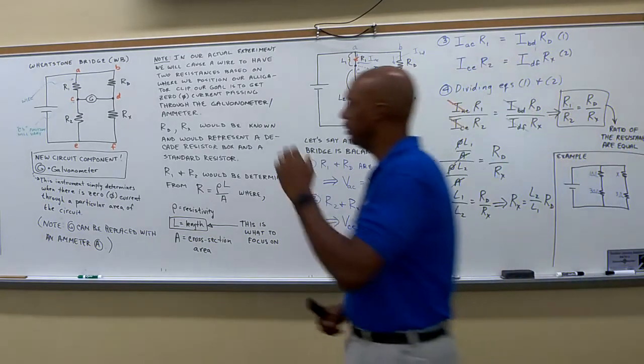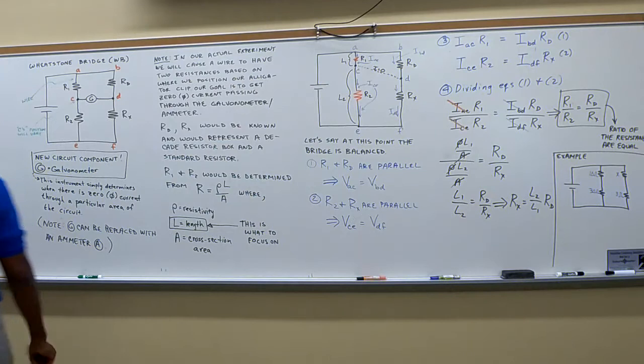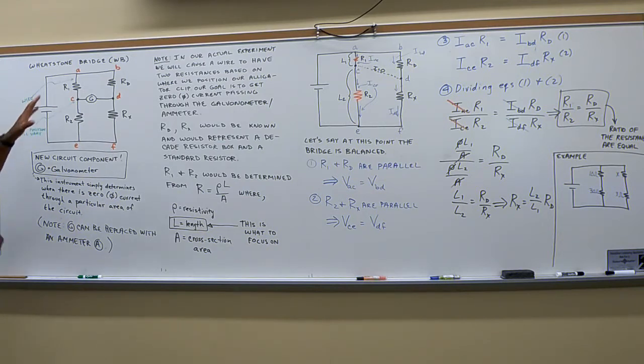Okay, so let's continue on with our look at this Wheatstone bridge. It's not as complicated as it looks. For the experiment, which you would have done or which you may have to do, is look at two pairs of resistors that are in parallel with one another. And we're going to introduce a new component here, a new instrument called the galvanometer.